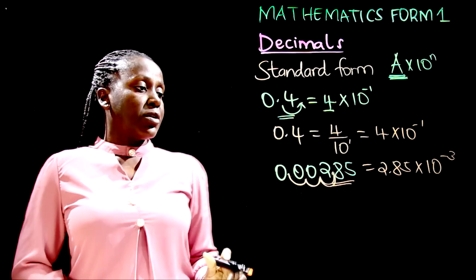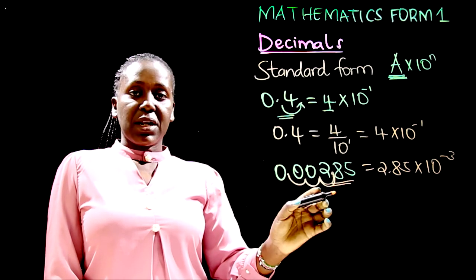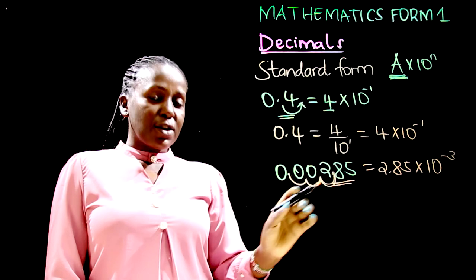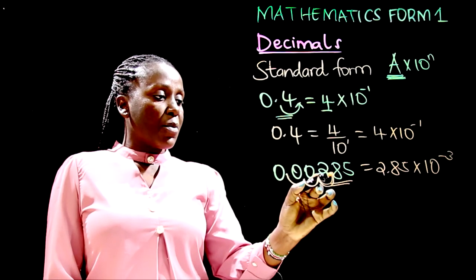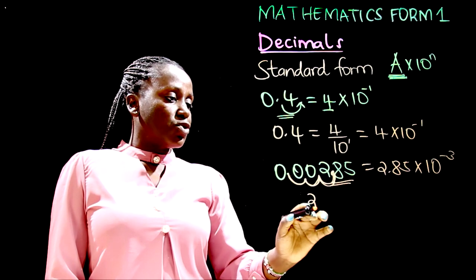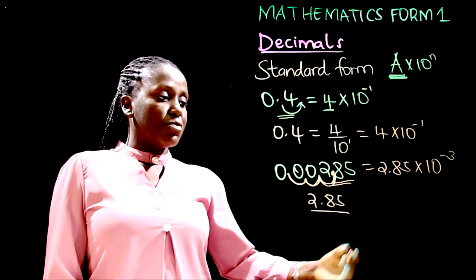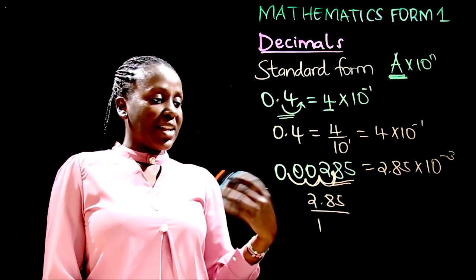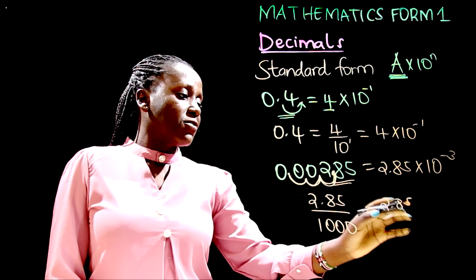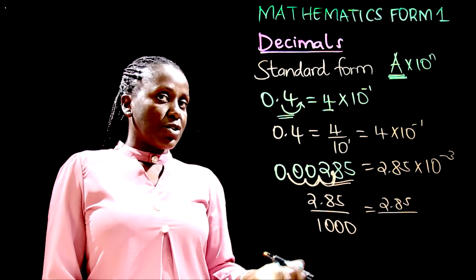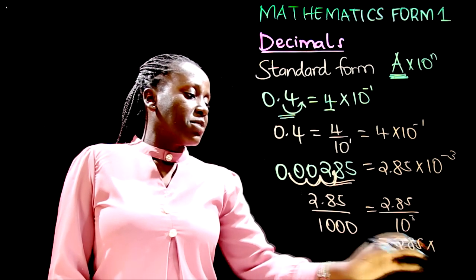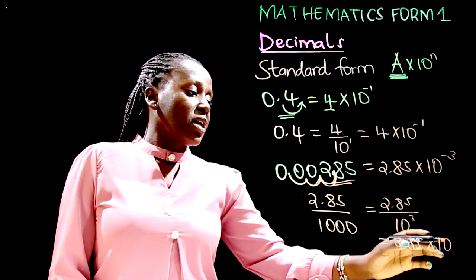What if we do it using this approach? How many decimal places do we have here? 1, 2, 3, 4, 5. But we want to move our decimal point to where we have 2. So how many times do we have to move? 1, 2, 3. So this can be written as 2.85 over, how many times have we moved? 3 times. So which number begins with 1 and has 3 zeros? 1000. Now this will be equal to 2.85 over 1000, which written in terms of 10 will be 10 power 3. And this will be equal to 2.85 times 10 power 3. If you bring it up, this will be negative 3.